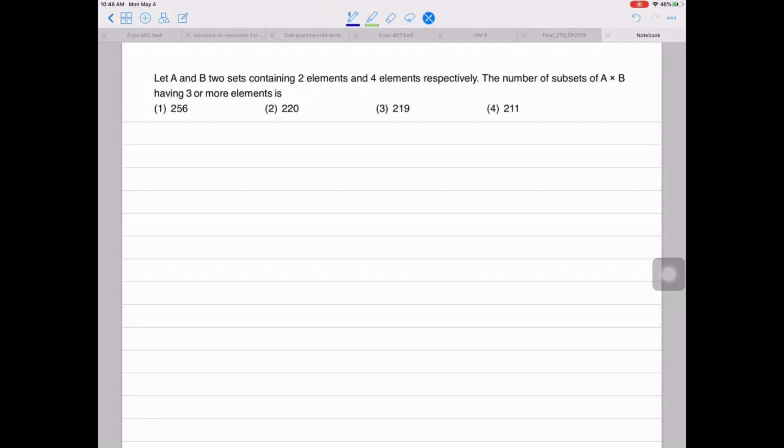Today we are going to solve maths questions from JEE Mains 2013. I have selected a few questions at random to solve today. So let's begin with the first question.